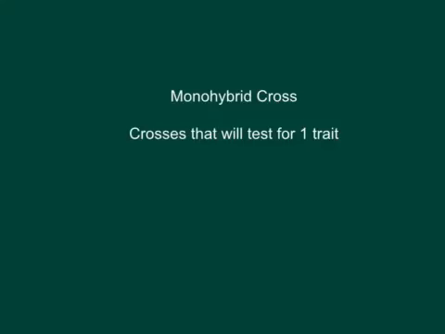Okay, we're going to be looking at the last problem on your worksheet, and it's the problem about a monohybrid cross. A monohybrid cross, remember mono always means one. A monohybrid cross is going to be a cross that tests for just one trait. So a singular trait, we're going to be doing a monohybrid cross.